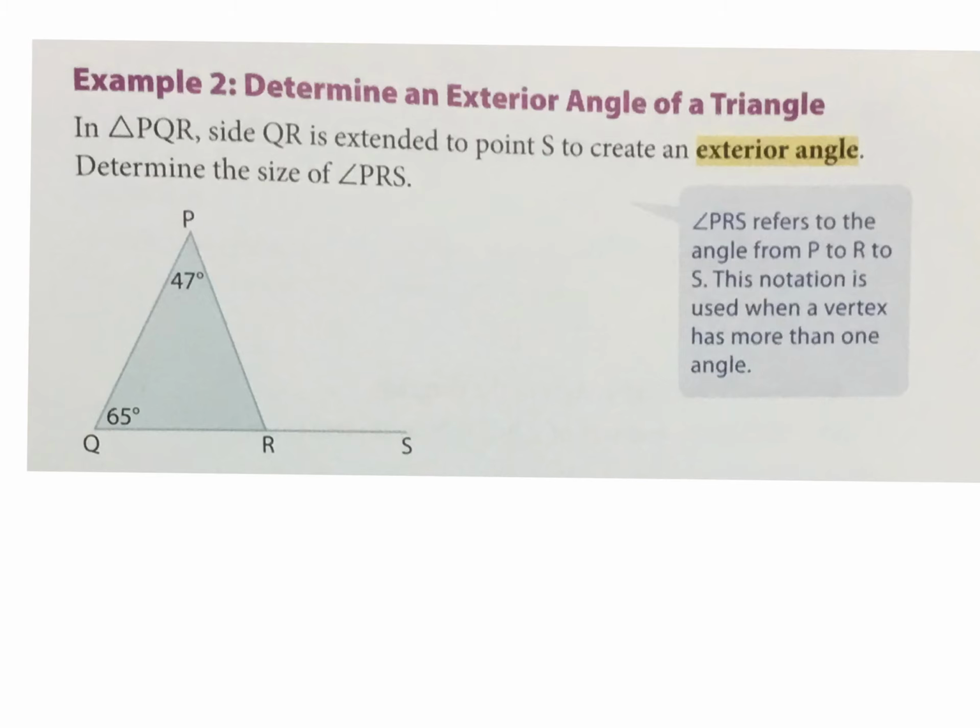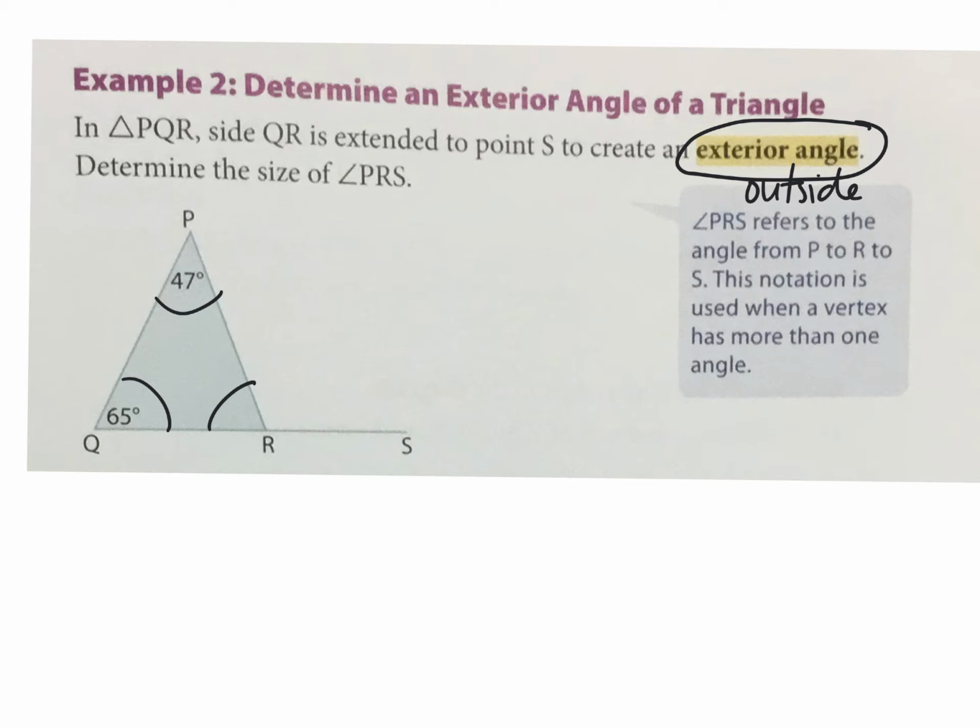Okay? What is an exterior angle? So we've been looking at the interior angle, so all the angles inside a triangle. Now we're looking at an exterior angle. What does that mean? Is it inside the triangle or is it outside the triangle? Okay? So you can look at this example here.